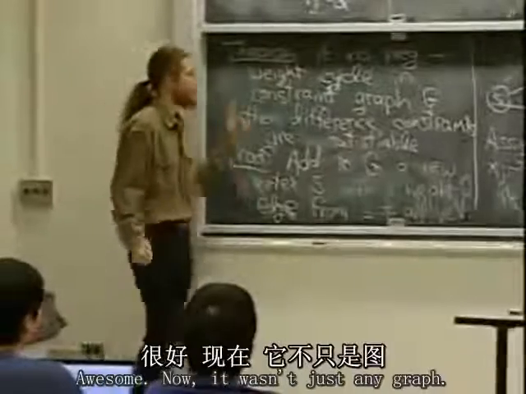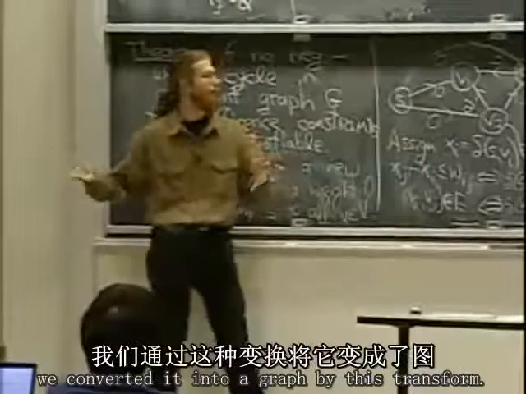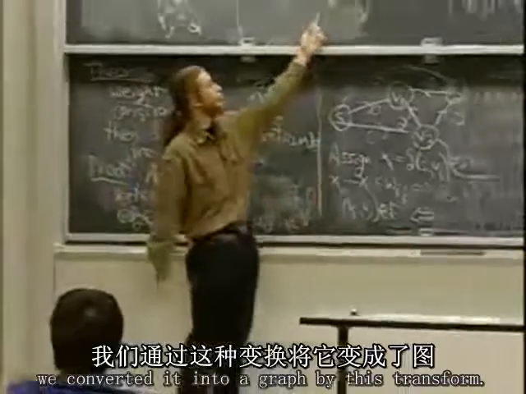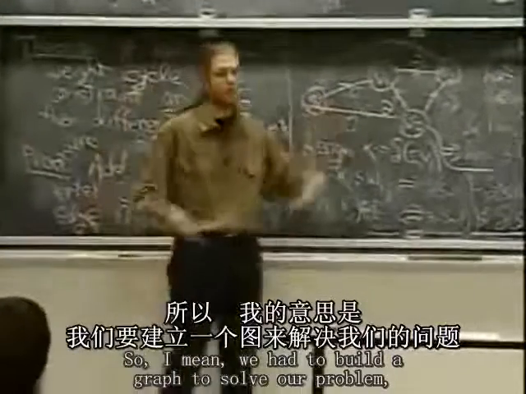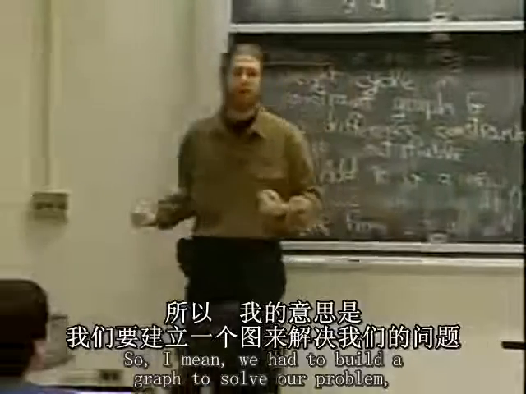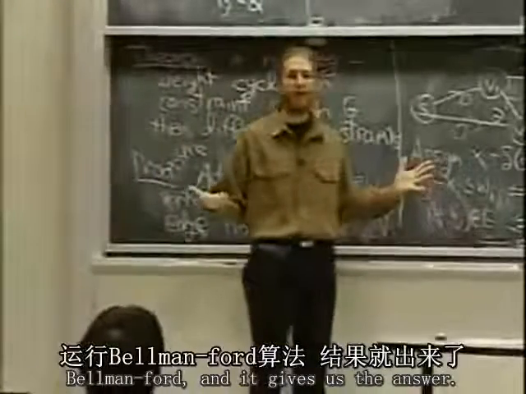Awesome. Now, it wasn't just any graph. I mean, we started with constraints, algebra. We converted it into a graph by this transform. Then we added a source vertex S. So, I mean, we had to build a graph to solve our problem. Very powerful idea. And then we just plug in Bellman-Ford. It gives us the answer.